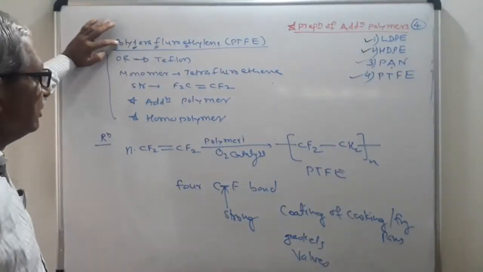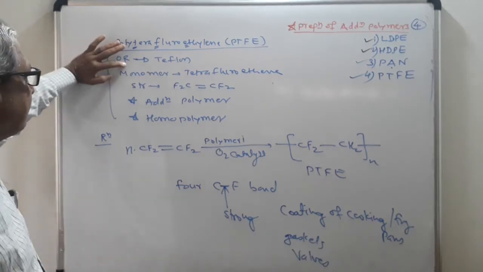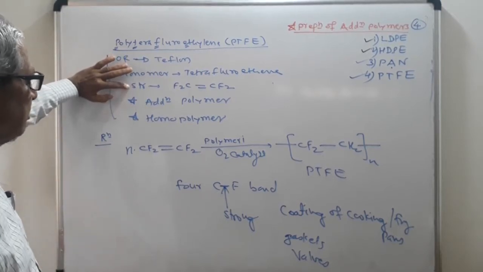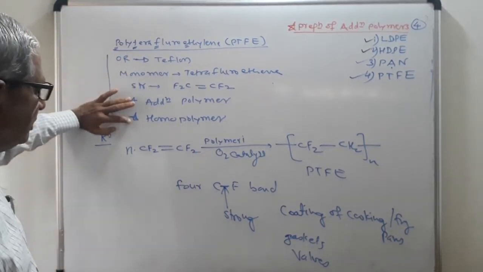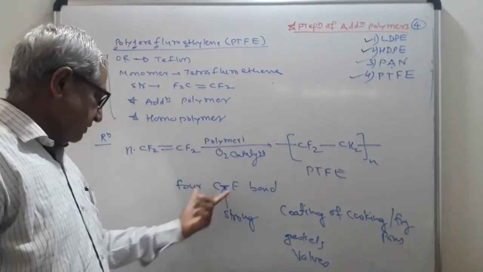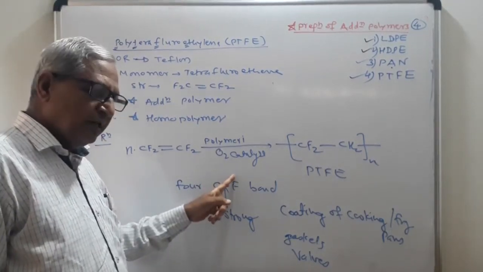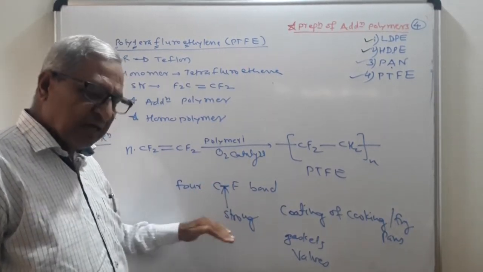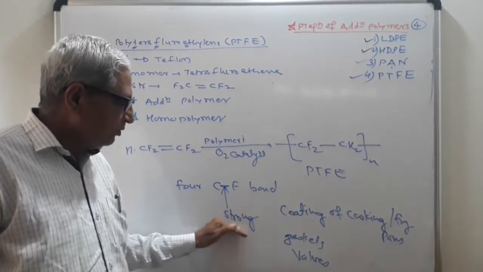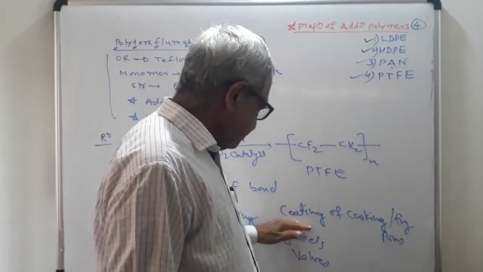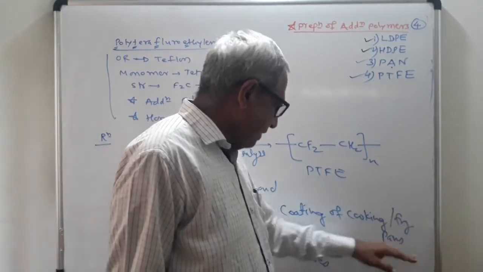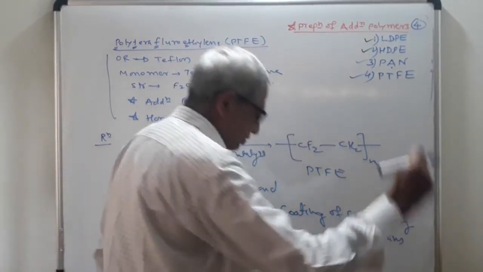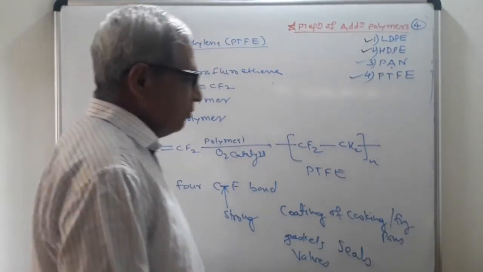Polytetrafluoroethylene is also known as Teflon. Monomer tetrafluoroethylene, structural formula CF2 double bond CF2, it is an addition polymer, it is a homopolymer. This is the reaction. Now see, the CF bond is very strong, fluorine is highly electronegative, carbon electropositive, therefore it is strong. It can't be affected by chemicals as well as high temperature, therefore it is used in the preparation of coating of cooking pans or fry pans, gaskets as well as seals. So these are the important points here.